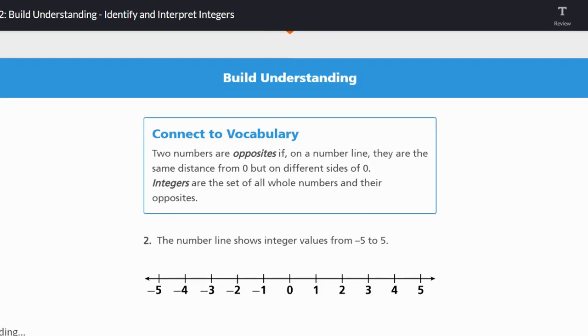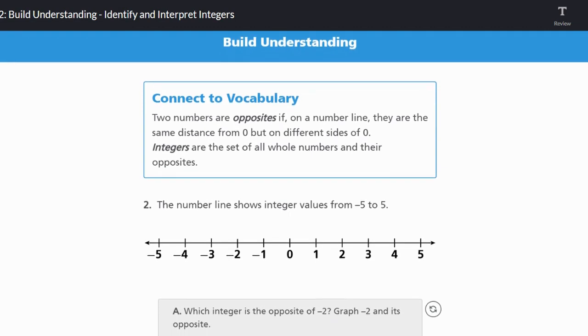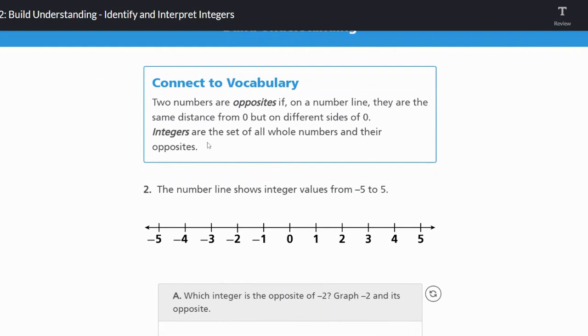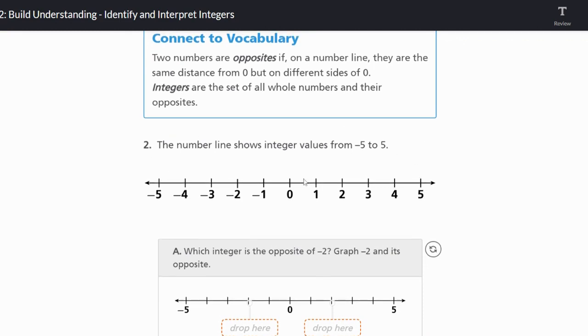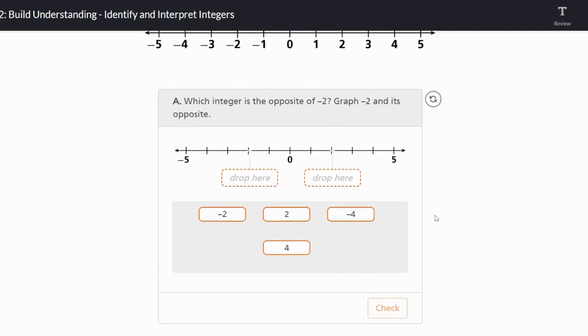Let's continue building our understanding. Vocabulary word that you have is opposites. 2 numbers are opposites if on a number line they are the same distance from 0 but on different sides of 0. Integers are the set of all whole numbers and their opposites. So this number line shows all the integers between negative 5 and 5. Okay, so opposites are the same distance from 0. Integers are these numbers in between.